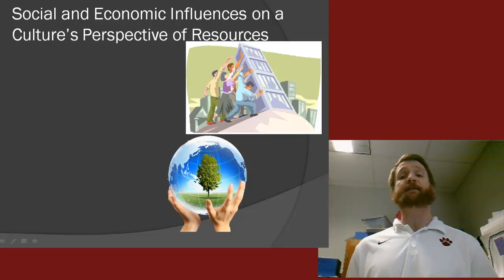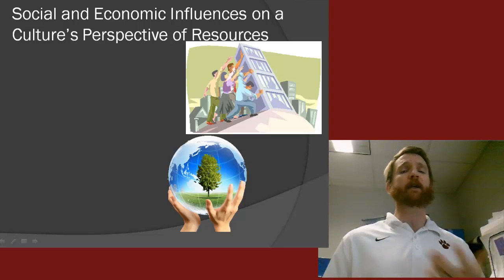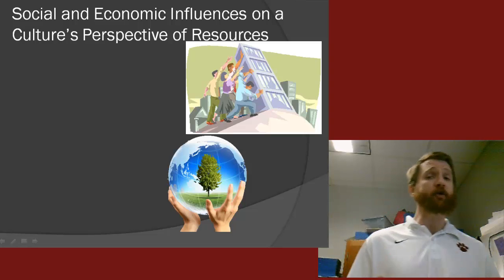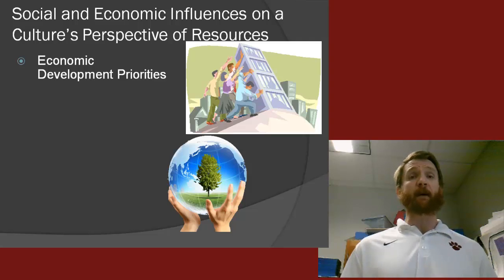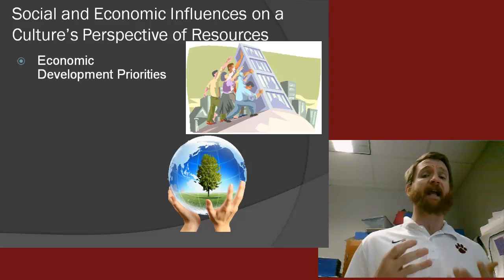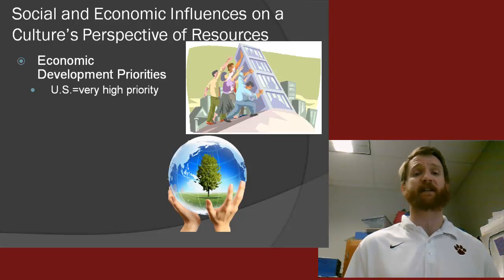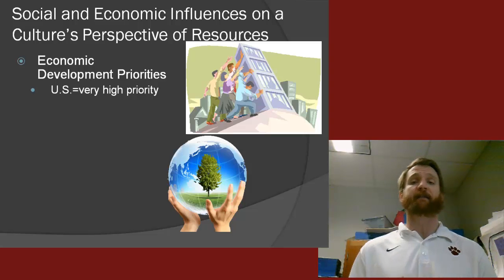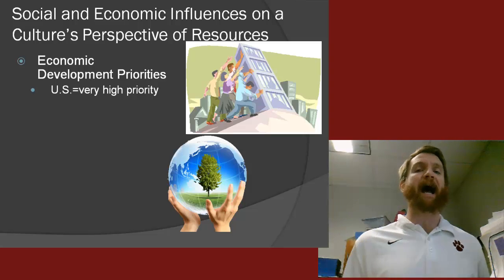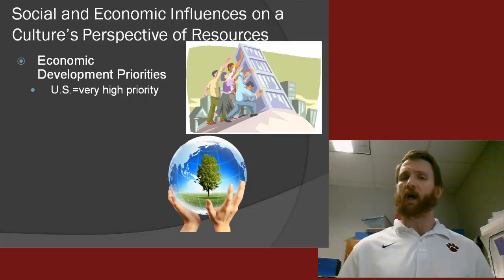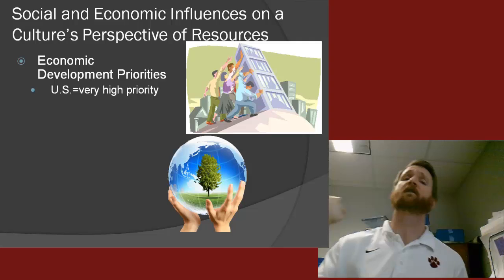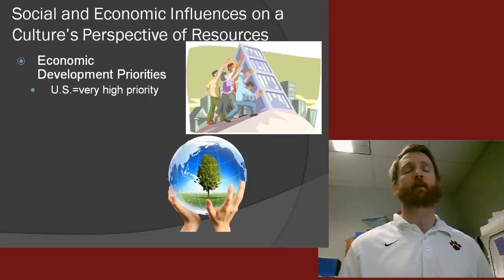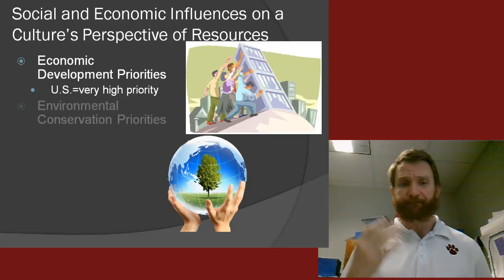Now, what are some things that influence how we use resources? Well, there are some social and economic influences that we're going to talk about. Some countries have really high economic development priorities. For example, in the U.S., economic development, money, is a really high priority. People having jobs, people working, making sure that businesses are making money and those businesses are able to employ lots of people so that we can spend money. That's a really high priority.